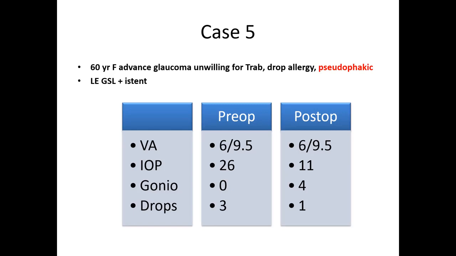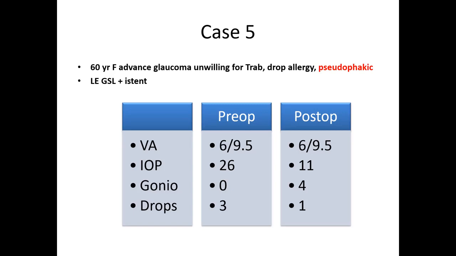And then I did the gonio again, and the angles were closed, so I said, well, let's do a GSL and mixed procedure for her. She was quite happy with that because she said, oh, it's just a 30-minute procedure, I'll be very happy. We went ahead with it. I did the GSL, angles opened nicely, and then I also put an iStent in there as well, just to give her an added benefit, because obviously I know she's not going to go for a trab anytime in future. So this was her final visit.